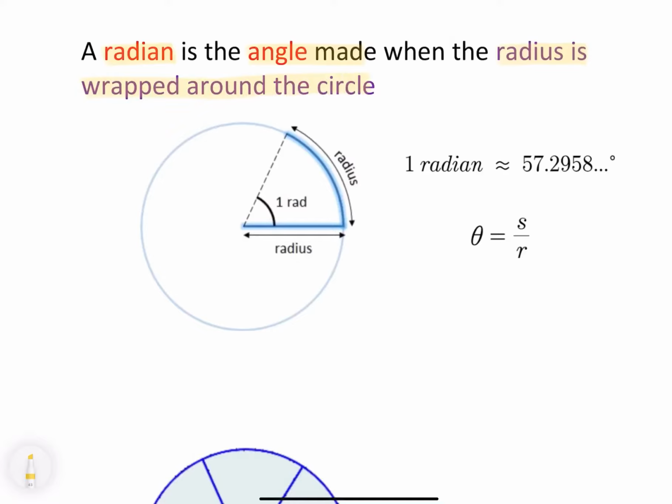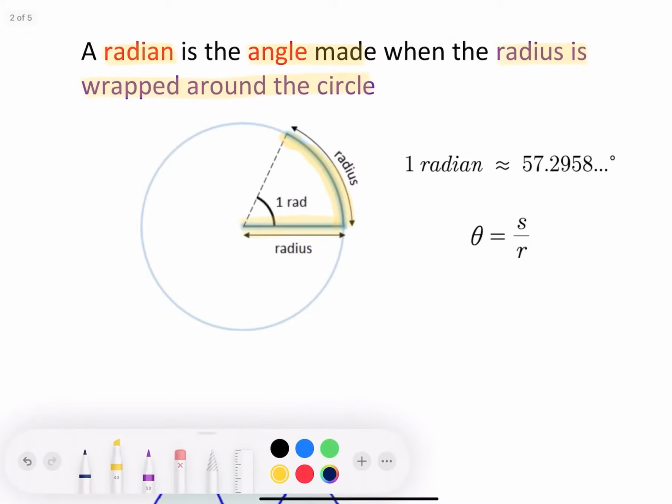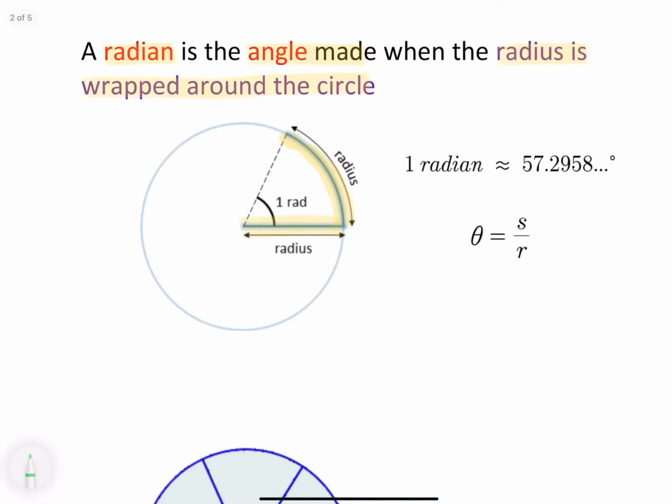So for example, right over here we have a radius. And if we take that radius and we wrap it around our circle, the angle that is formed is going to be 1 radian. So we can see that right over here, it forms an angle when we take that radius and wrap it around. That's going to represent 1 radian. Now, a radian is about 57.2958 degrees if you want to look at it in terms of degrees.